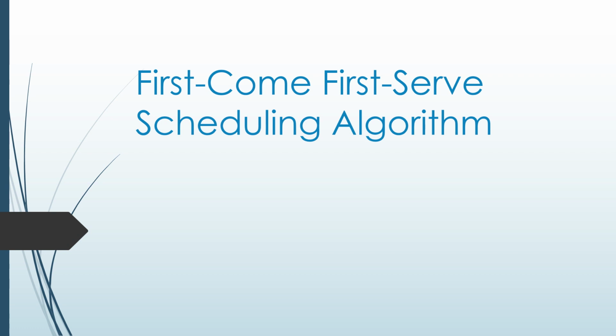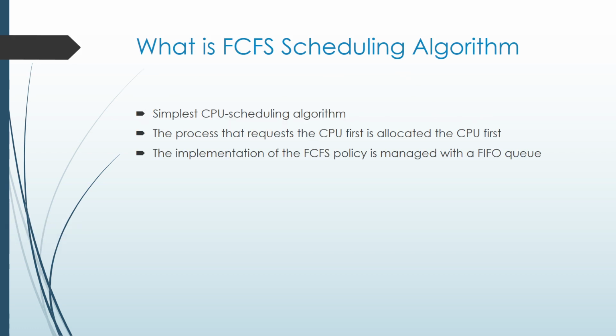The first come first served scheduling algorithm. Now, what is FCFS scheduling algorithm? It is by far the simplest CPU scheduling algorithm. It's because in the word itself, first come, first serve, it means that the process that requests the CPU first is allocated the CPU first.